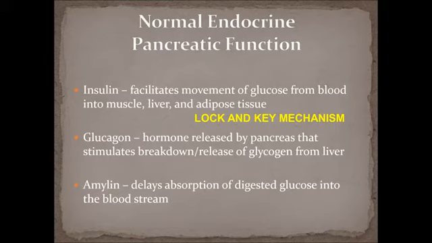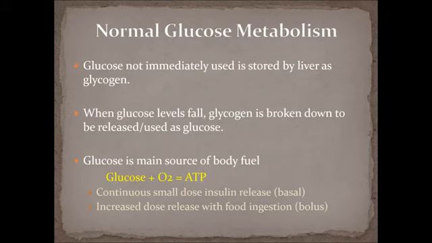The other hormone you want to think about is amylin, and this is a hormone that's going to delay the absorption of digested glucose into the bloodstream. So this is really important with managing the glucose levels in the blood. You need to understand that the glucose that's not immediately used as we take it in is going to be stored by the liver as glycogen. And as I mentioned before, when those glucose levels fall, that glycogen is going to be broken down, released, and used as glucose.